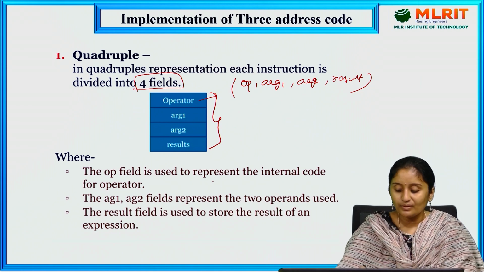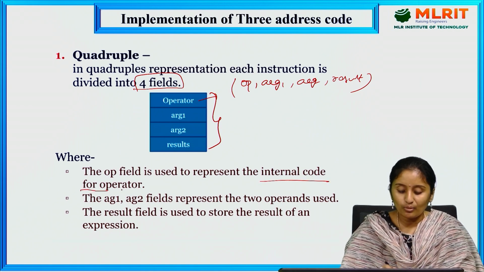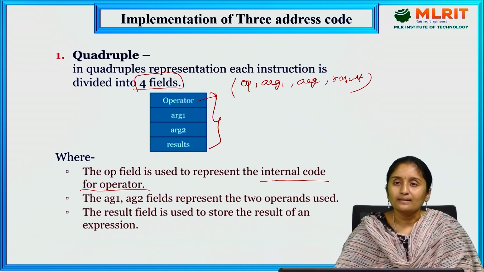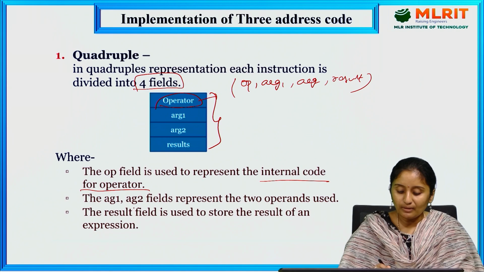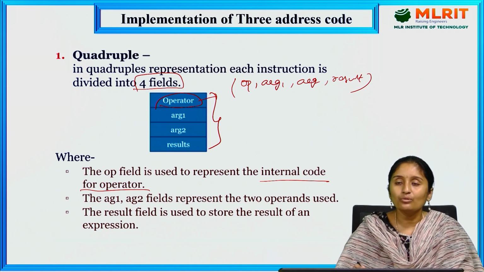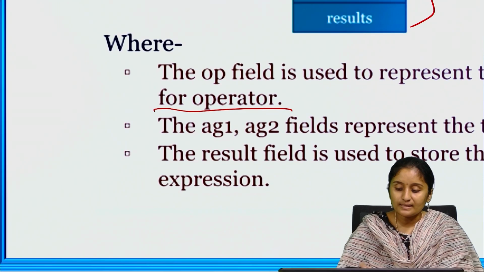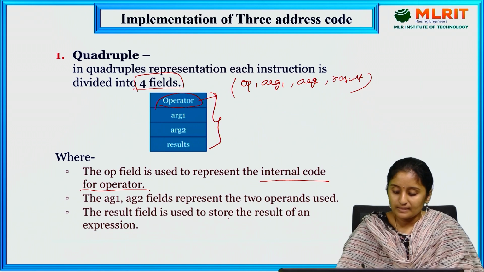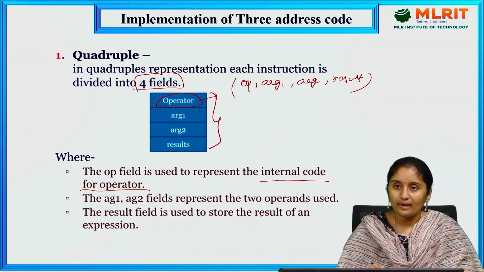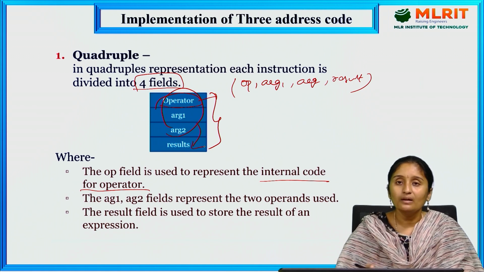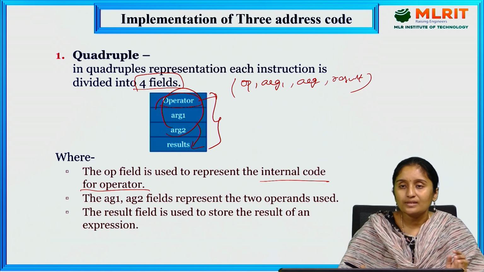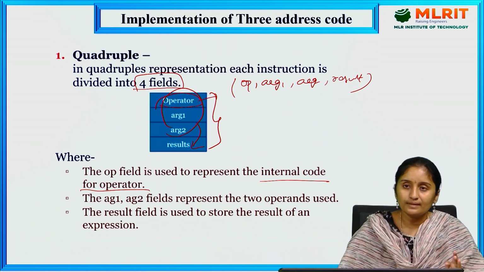Operator is used to represent the internal code for operation. For B plus C, what type of operation we are going to do will be given by the operator. The argument 1 and argument 2 fields are the 2 operands which are used here. Result is used to store the result of the expression. After computing these, we get the sum result, which is stored in the result field. So the quadruples consist of 4 fields: the operator, argument 1, argument 2, and result.